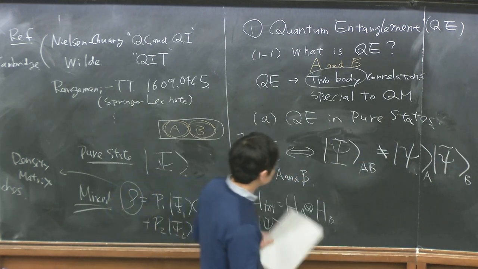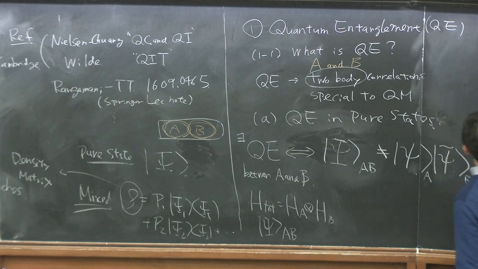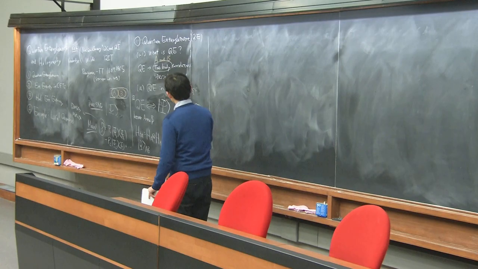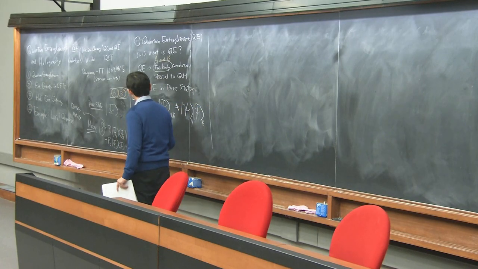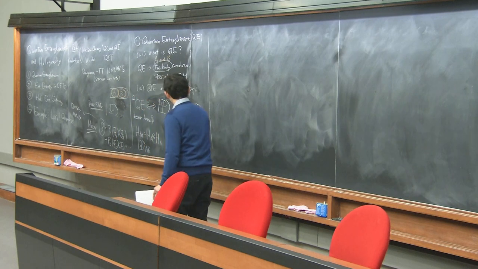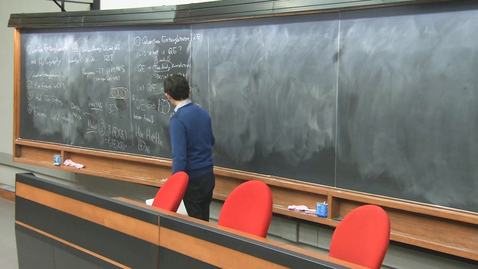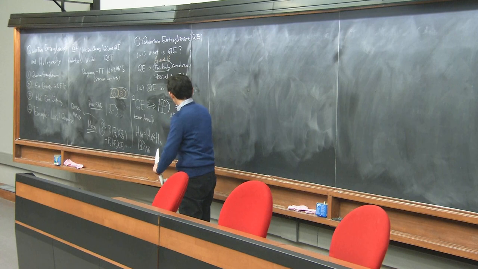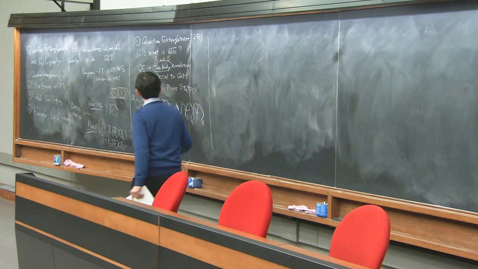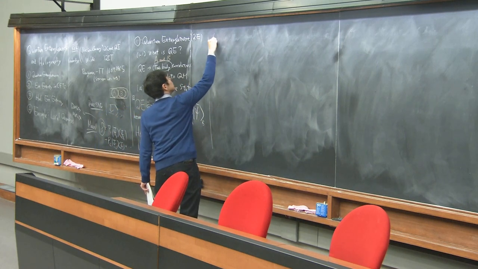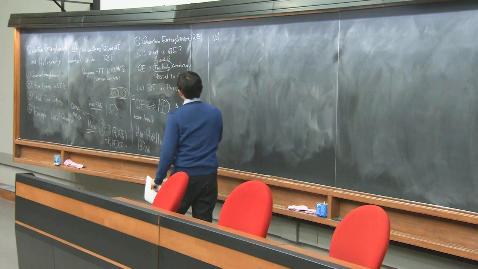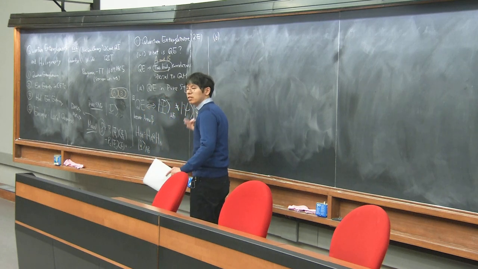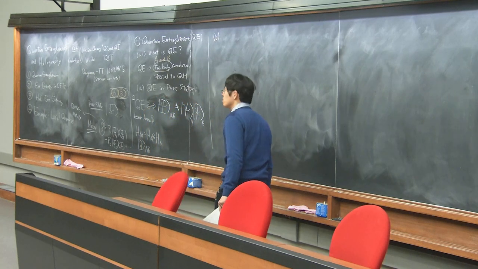If the state is not decomposed into a direct product state, we say such a state has quantum entanglement. If it is a direct product, there is no correlation, obviously. So A and B are completely independent. This is a very simple definition, and it is quite enough for recent developments, especially on the string theory side.